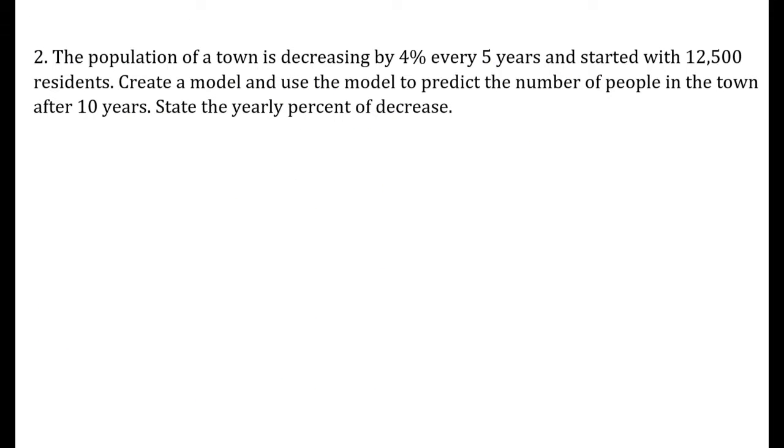Number 2, the population of a town is decreasing by 4%. Decreasing by a percent is exponential, and we're decaying because it's decreasing every 5 years, and started with 12,500 residents. Create a model and use the model to predict the number of people in the town after 10 years. So let's do that first.